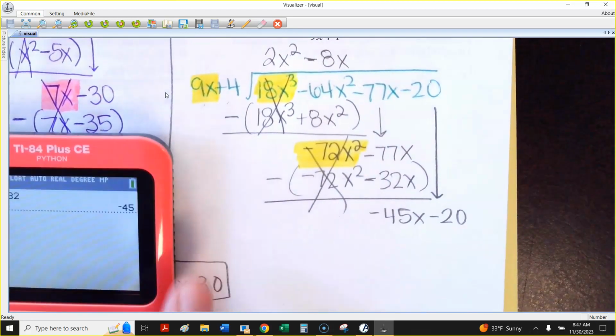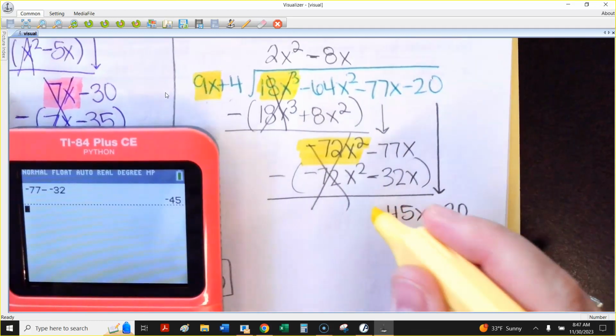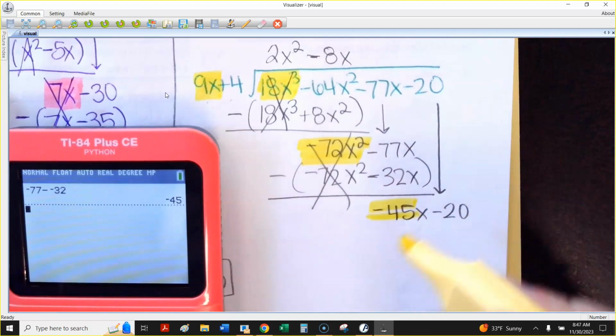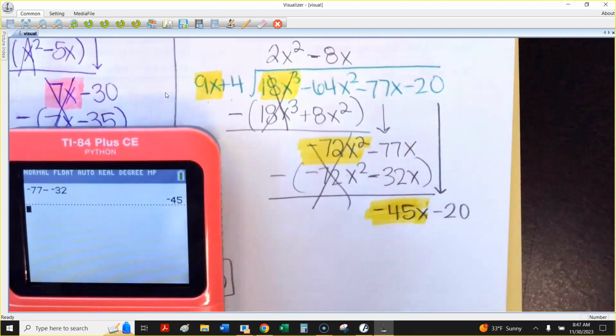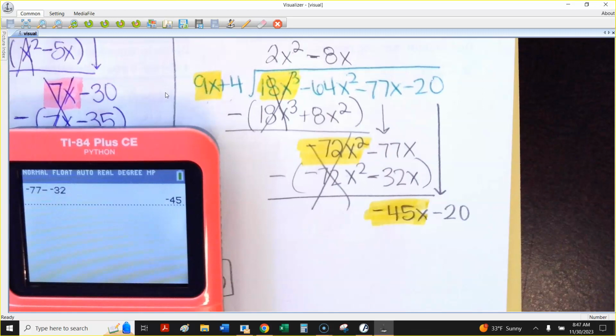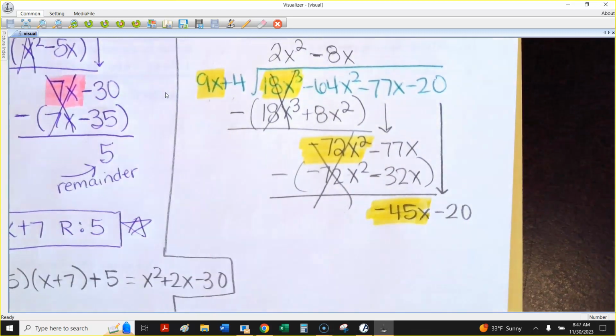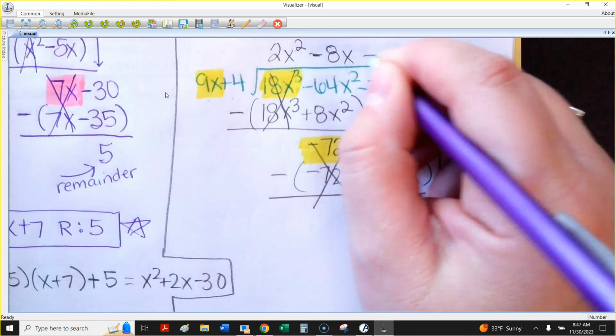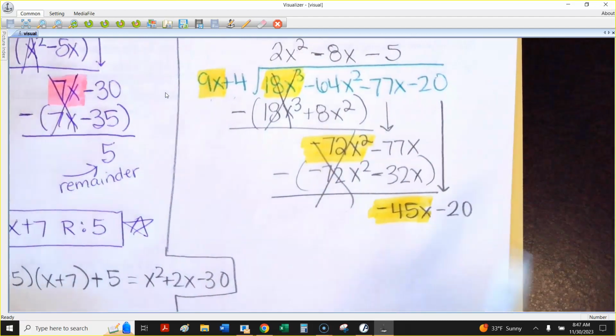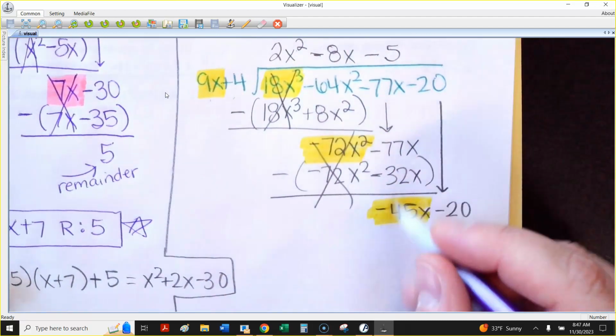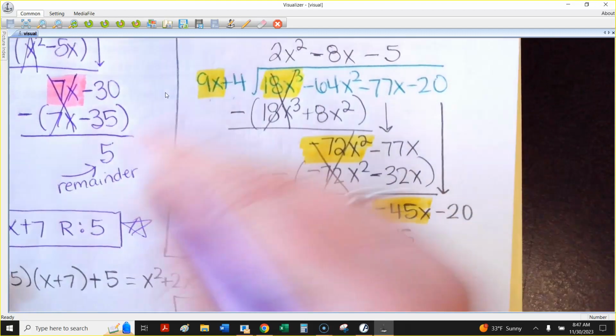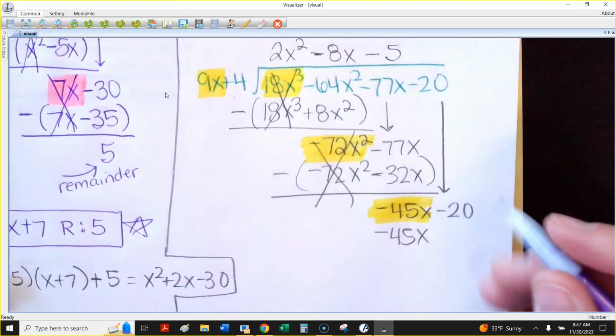Okay. Now, once you do the subtraction, you are literally just looking at the first term here and the first term outside of the original problem. What would you multiply 9x by to get negative 45x? What do you think? Positive or negative? Just got to use a negative. That's it. Negative 5. Negative 5 times 9, negative 45, and then times the x, so negative 45x. Negative 5 times 4 is negative 20.